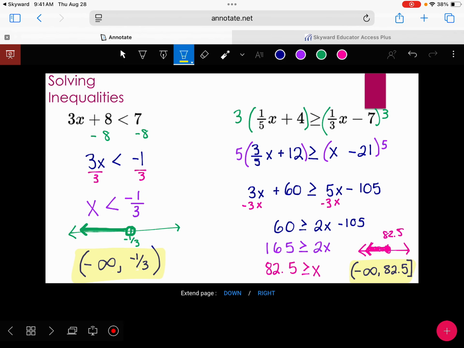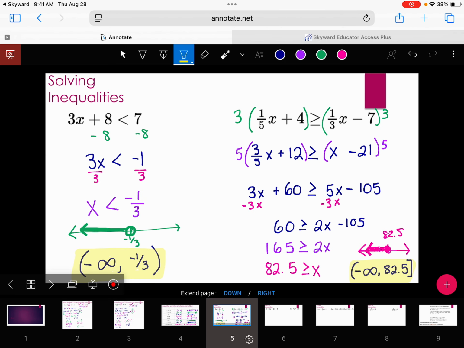Okay. Questions on these two? I got that with fraction form. Totally fine. Absolutely fine. It does not matter to me if you do it in fraction or if you do it as decimal.